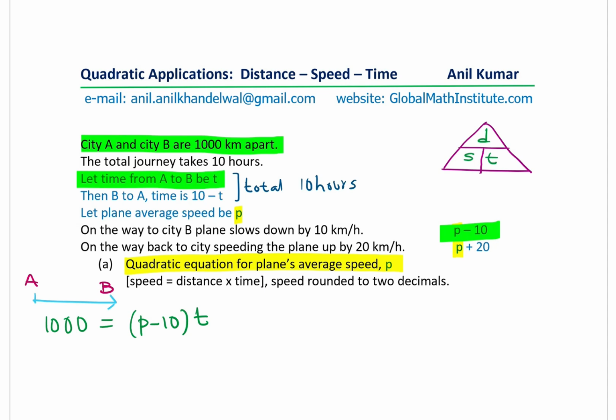Right? Since we need the equation in terms of the plane's speed, we'll isolate time from here and we'll say 1000 divided by p minus 10 is t. And we'll call this our equation number 1. Is that clear to you? Right, so that is how slowly we develop our equations to solve. Now let's look into the other part of the journey, which is returning from B to A.